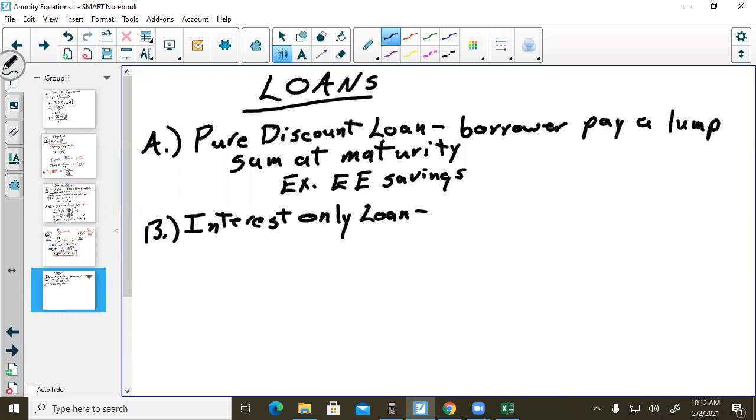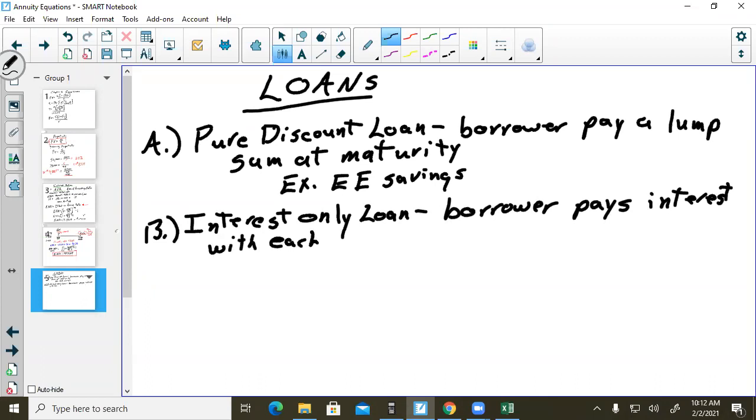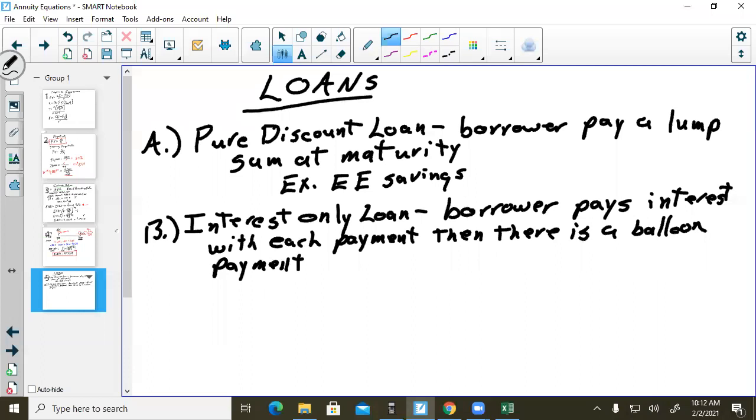Okay, so with interest only, the borrower just pays interest with each payment, okay? And then there's a lump sum, what they call a balloon payment, at maturity, okay? So what happens here is that at maturity, you owe the principal amount, okay?